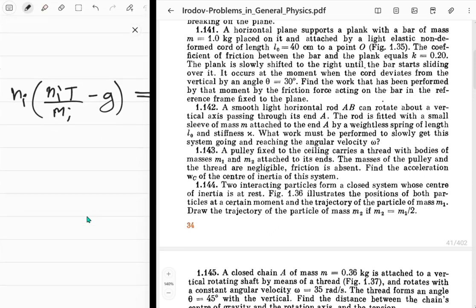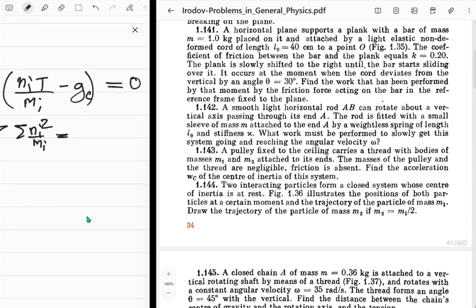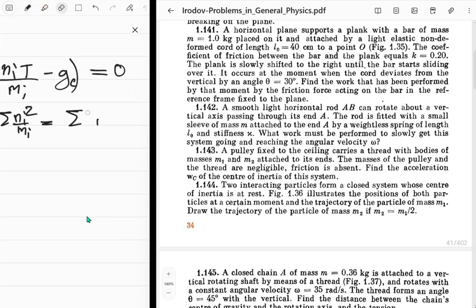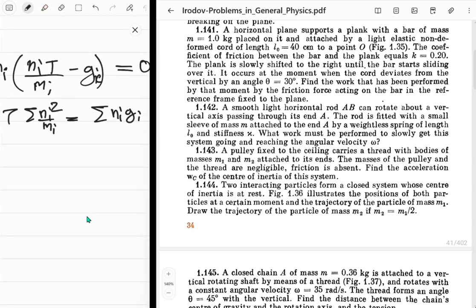That's what the thing was, right? So we just have T times the summation of n_i squared upon m_i is equal to, it should be g effective, right? Is equal to the summation of, sorry, n_i g_i, so n_i g effective of each of these. So just put i over here. Probably that makes sense. Okay, cool.